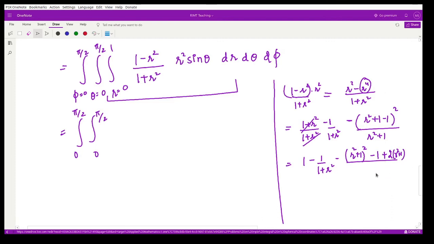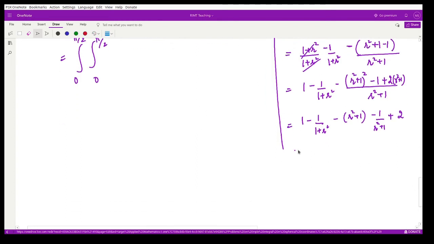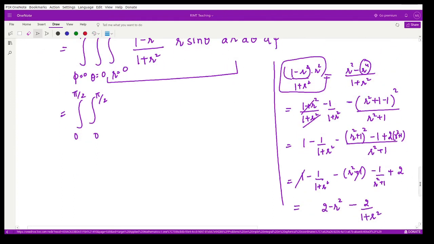Just a second. So r square plus 1. So what do we have? 1 minus 1 by 1 plus r square. And then here we will have r square plus 1. And we have minus 1 by r square plus 1, and then we have plus 2. So when you solve this, you finally have this one and this one cancels. So you will have the value as 2 minus r square and then minus 2 divided by 1 plus r square. So basically you have converted this term to this term by simple calculation.